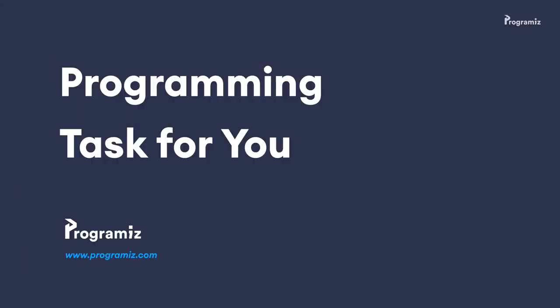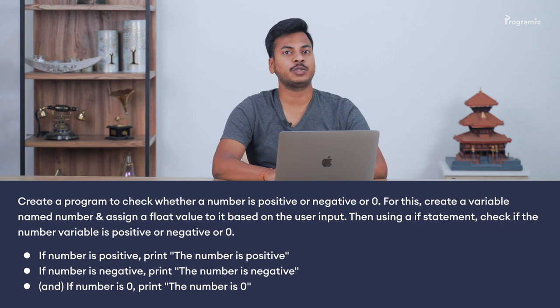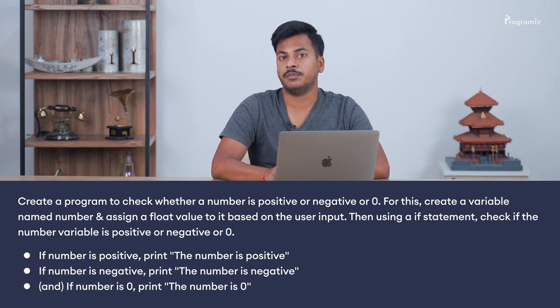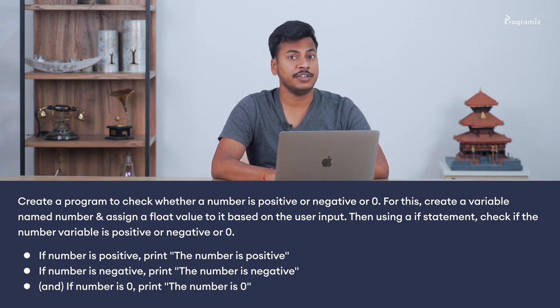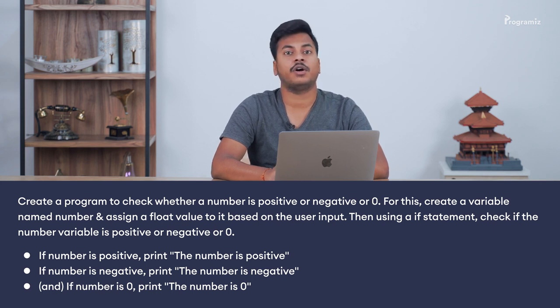We have covered a lot of material in this video. It's time for you to practice what we learned. Here is one programming challenge for you to solve. Can you create a program to check whether a number is positive or negative or 0? To create this program, create a variable named number and assign a float value to it based on the user input. Then, using an if statement, check if the number variable is positive or negative or 0.